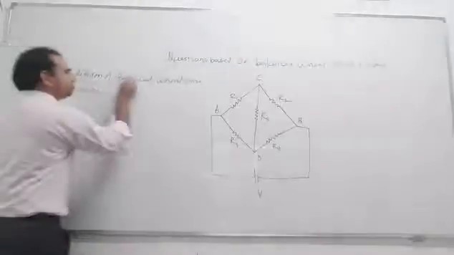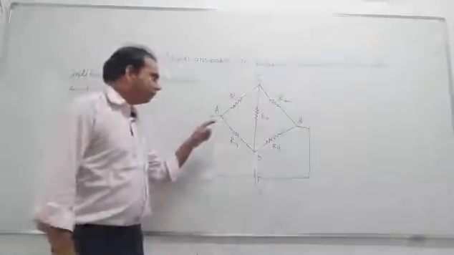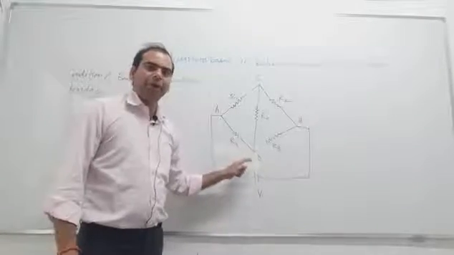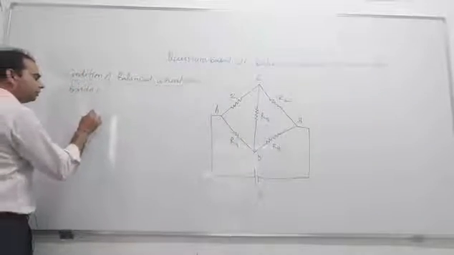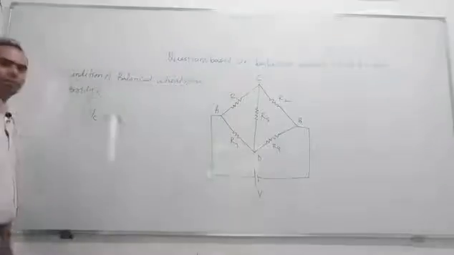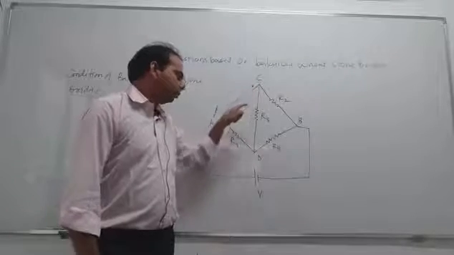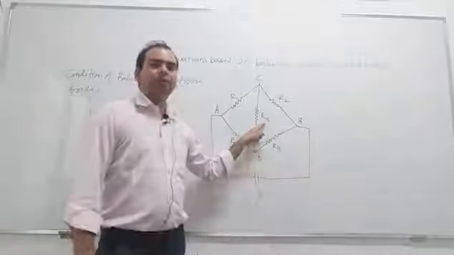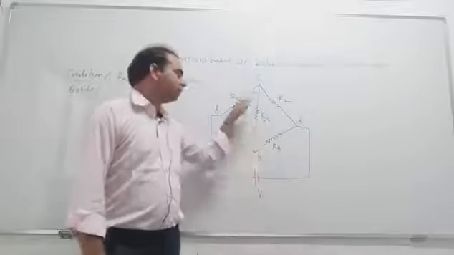Let us see what it is. At the balanced bridge, the potential of point C and the potential of point D become equal, meaning the potential at point C is equal to the potential at point D, like this, right? So when the potential of point C becomes equal to the potential of point D, then the current through this resistor number 5 becomes equal to 0, because there is no potential difference, right?